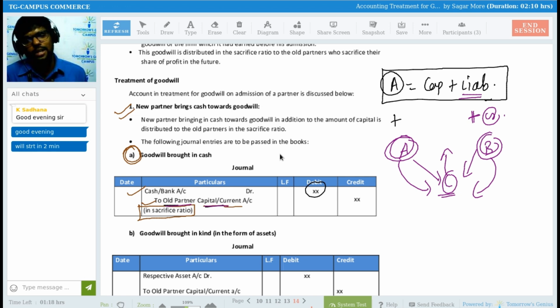Understood, Dhanushri, Sadhana, Shivarish? Getting? Yes, Shivarish? Yes, sir. Getting now? Yes, sir. Okay. So now I'm moving further.